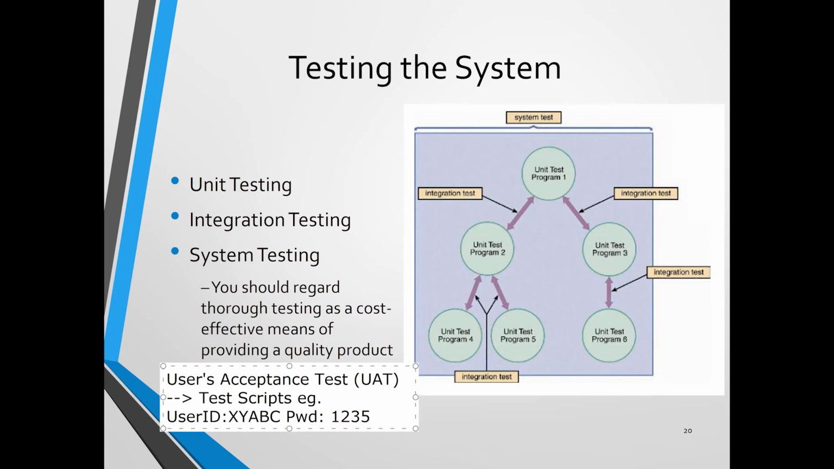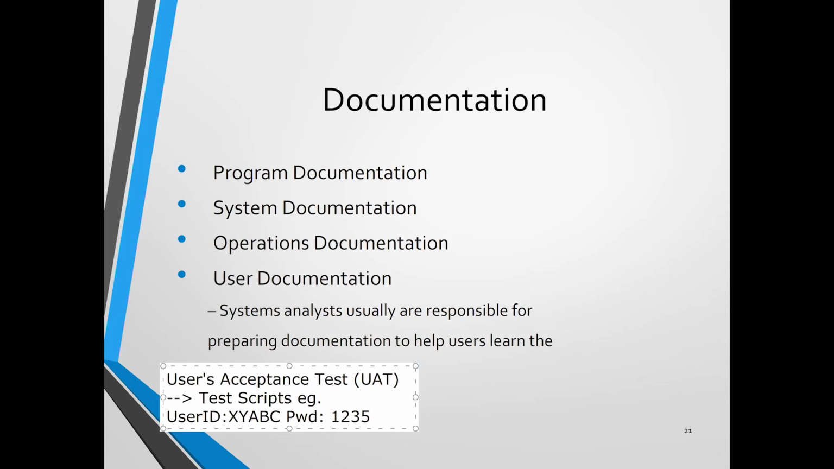Okay, when we finish the testing already, what else do we have to do? Every single information system needs to have documentation. So what are the documentations that you have to prepare? The documentation that we need to have is program documentation, system documentation, operation documentation and user documentation.